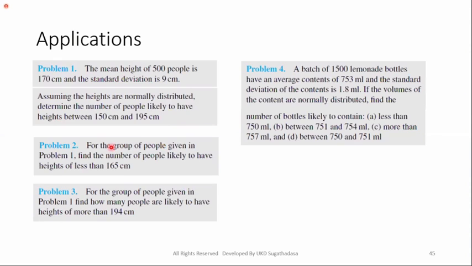The second line should be P within brackets, now 150 minus 170. I think you noticed how to calculate in the previous example. 150 minus 170 divided by the standard deviation 9. Here, 9. The first term becomes 150 minus 170 divided by 9, less than Z, less than, what is the other Z score? 195 minus 170 divided by 9. Right? Simplify, you get minus 20 by 9 less than Z less than plus 25 by 9.